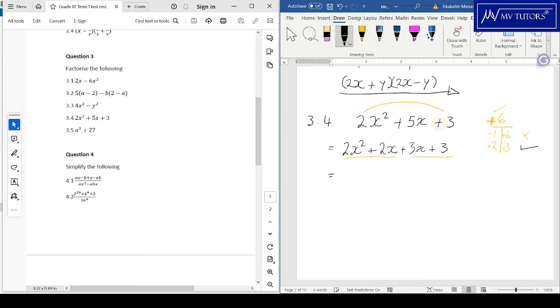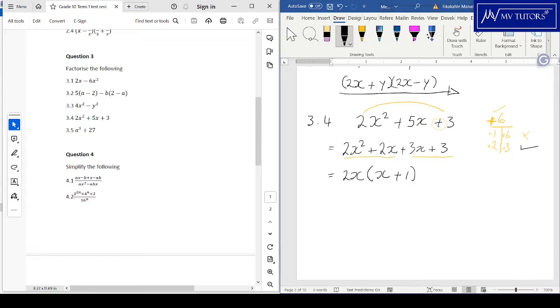In factorizing, I take out the common factor. Common factor amongst numbers is 2. Common factor amongst variables, it's x. And then to get 2x squared, I need to multiply 2x with x. Good. To get 2x, just with 1. I'm done factorizing the first two. Now let's factorize the second two.